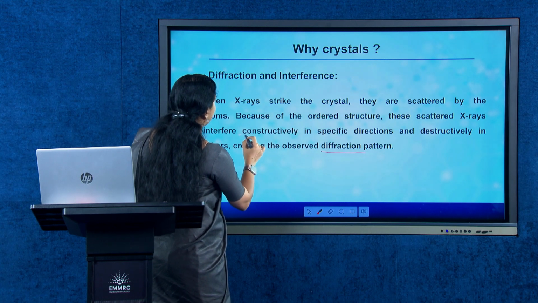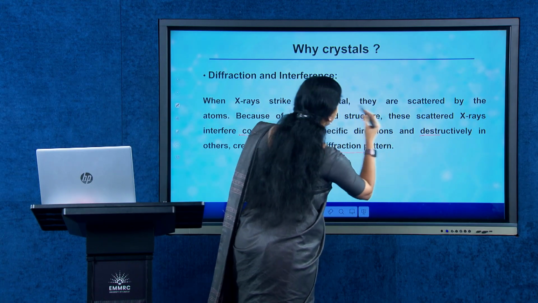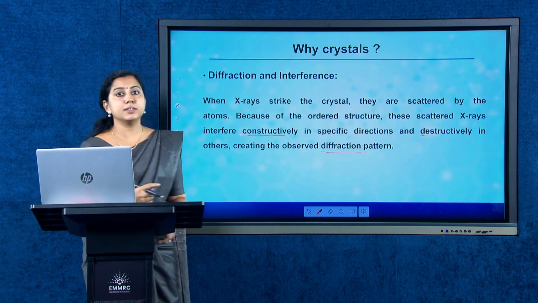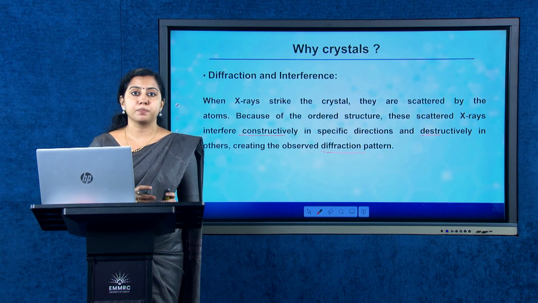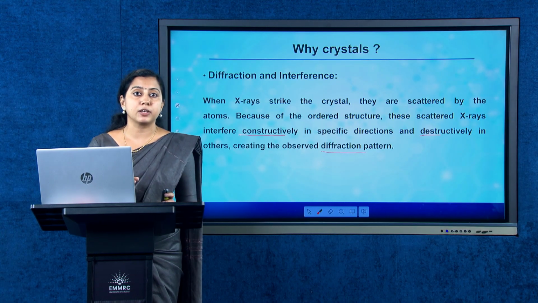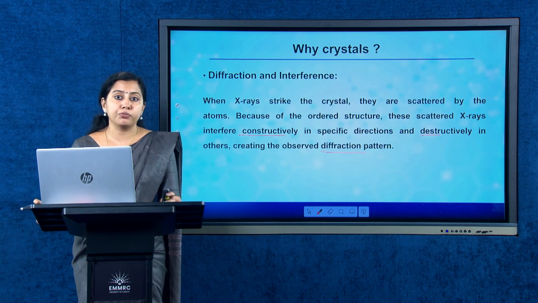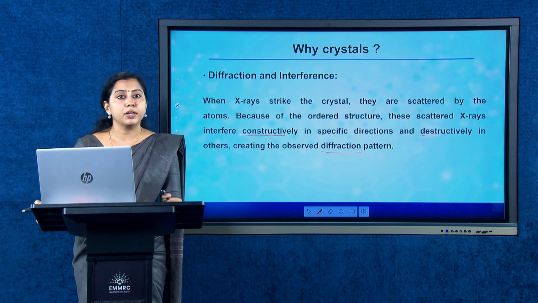Now, what is meant by constructively and destructively? Constructively means it will reinforce. The waves will be in phase, which is also called constructive interference. And destructive means they will be out of phase. So, that is destructive interference.